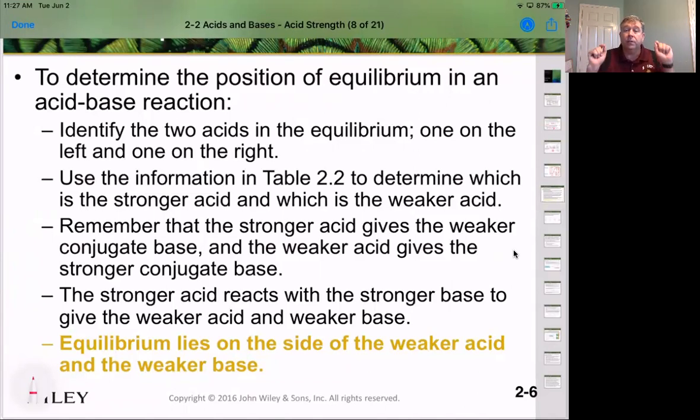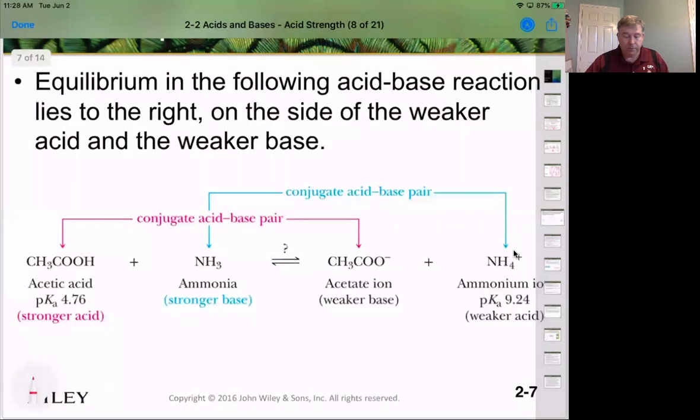Remember, a stronger acid always gives the weaker conjugate base, but a weaker acid always gives a stronger conjugate base. So we want to just look at the acids and look at that acid strength. The stronger acid will always react with the stronger base to give the weaker acid. That means the equilibrium will lie on the side with the weaker acid. So we only need to identify the acid on each side of the equation. Okay, so let's look at this. We don't care about how strong the bases are.